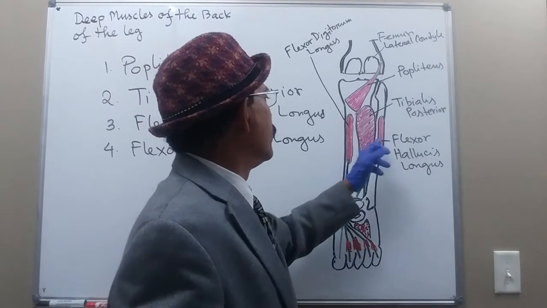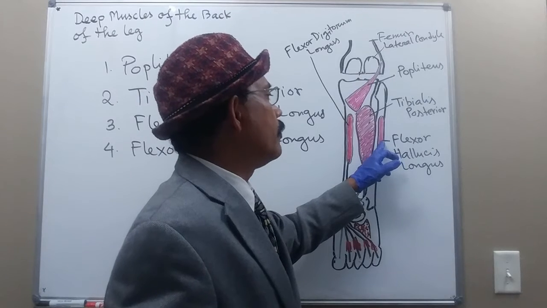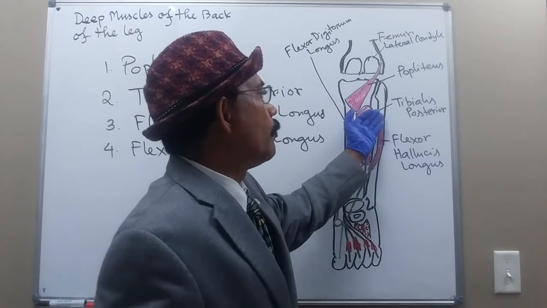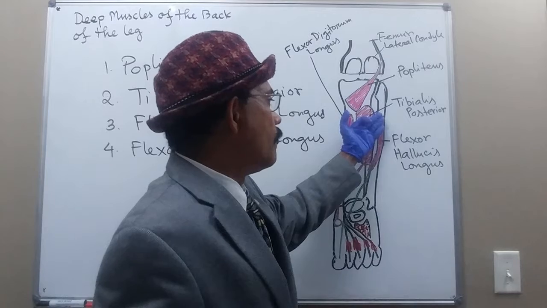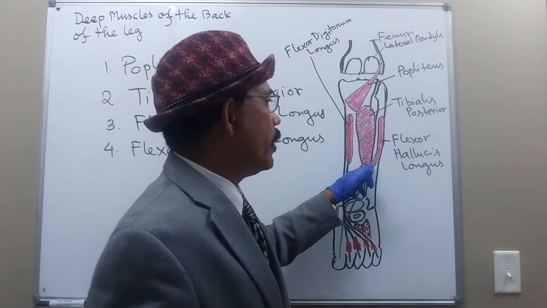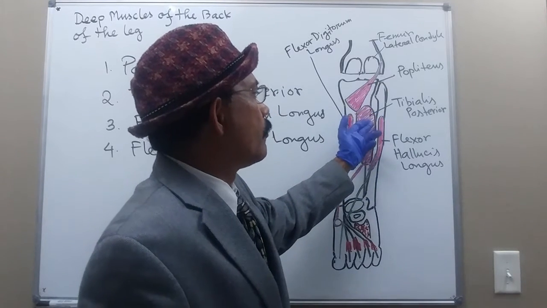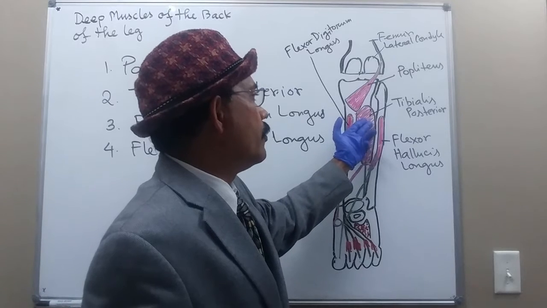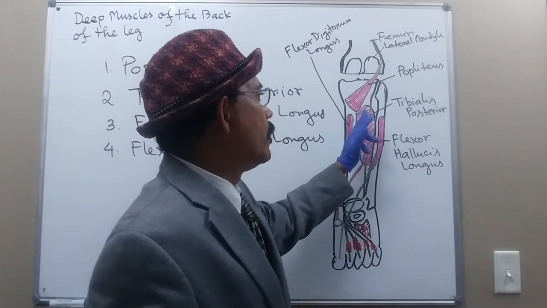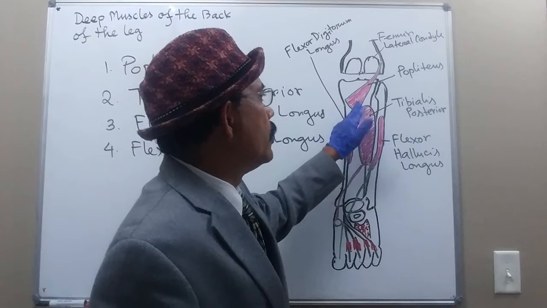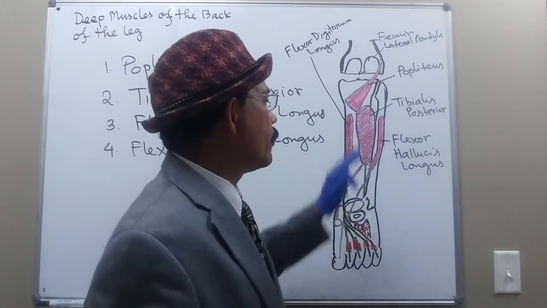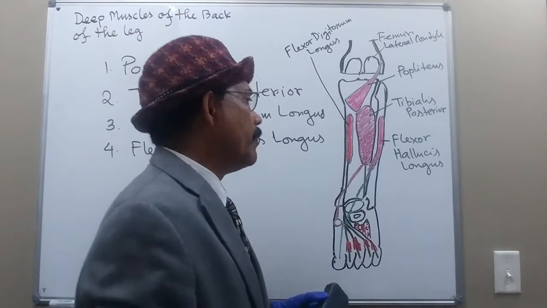We have the Tibialis Posterior muscle, the deepest muscle, that takes origin from the tibia and fibula. Flexor Hallucis Longus mostly takes origin from the posterior aspect of the fibula, except the lower part, from the interosseous membrane. From the interosseous membrane we also get origin of the Tibialis Posterior. Tibialis Posterior takes origin from tibia, fibula and interosseous membrane.